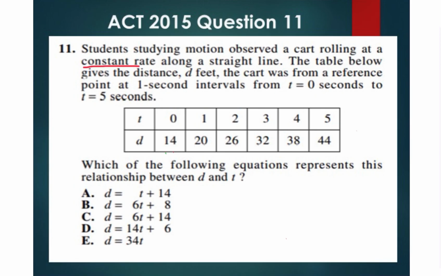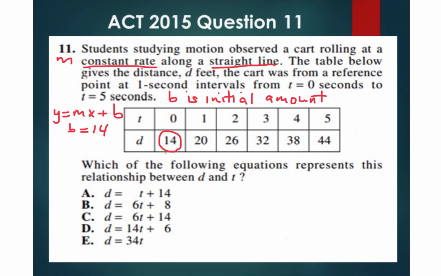So, a few things. Constant rate, we know that's going to be m, which is the slope. Straight line, so we know that the equation would look like this: y is equal to mx plus b. And we know that b is going to be the initial amount. So we can see that the initial amount would have to be 14 because that's the distance the cart was when the time was 0 seconds. So the initial distance of the cart was 14. So right away we know that b is equal to 14.